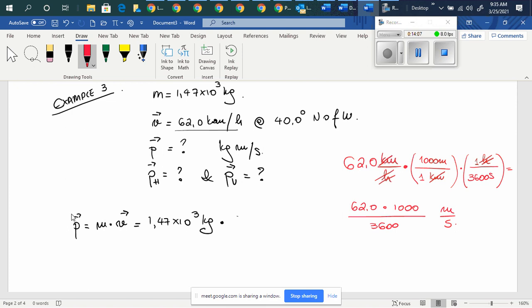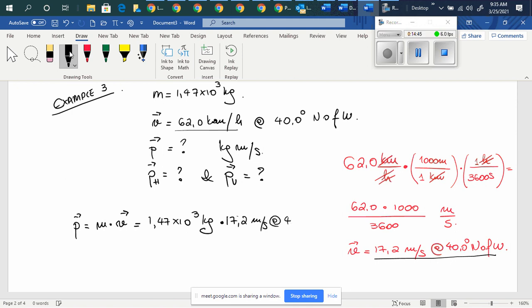And when you enter it in your calculator, you will have the velocity as 17.2 repeating meters per second at 40 degrees north of west. So then we will enter this value into our formula for the momentum, and it will be 17.2 meters per second at 40 degrees north of west.